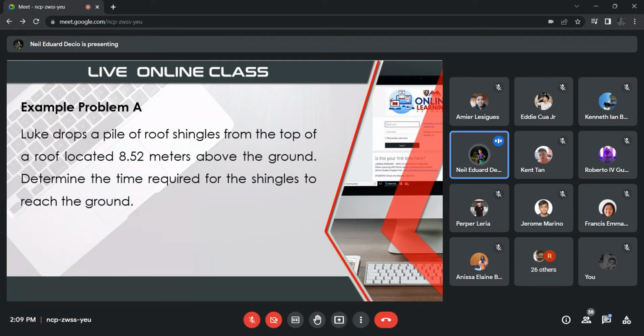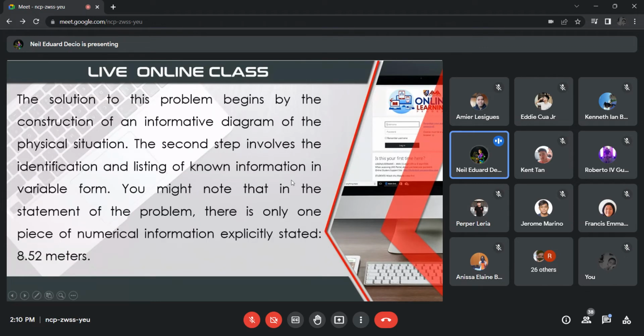Of course, we have to refer to the equation. The solution to this problem begins by construction of an informative diagram of the physical situation. The second step involves the identification and listing of known information in variable form. You might note that in the statement of the problem, there's only one piece of numerical information explicitly stated, 8.52 meters, just like what I said earlier. So what we have to do to solve such a problem is to first draw an illustration or a diagram that represents the problem itself.